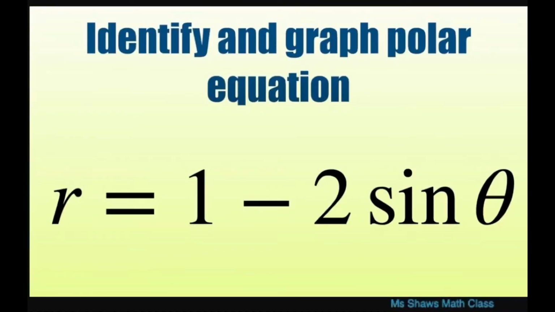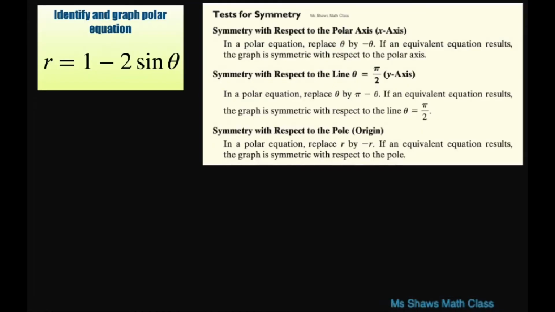Hey everyone, we're going to identify and graph the polar equation r equals 1 minus 2 sine of theta. For identification purposes, this is a limacon with an inner loop, and I'm going to show you the form for that in a few moments. Right now, let's go ahead and test for symmetry so we can graph this.